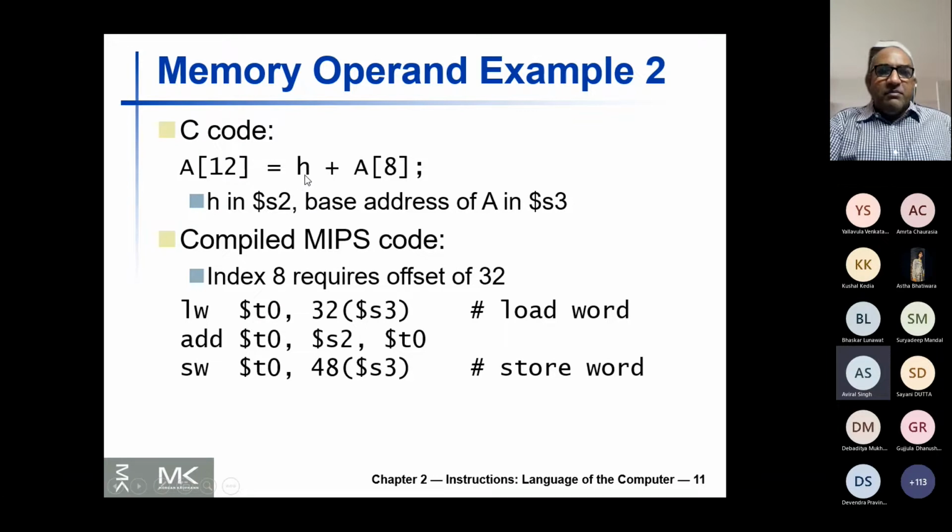Know that H is simply a variable that is there in one of the saved registers, and the base address of A is in S3, right? To perform the addition, we have to fetch A of 8 the same way, load the word and then add. And after the addition, you need to place the result into A of 12. So for A of 12 you have to find the offset, that is 48, because 12 into 4 is 48 bytes from the starting address, and the base register is S3, and then you can store the contents. So that way you are able to load and store.